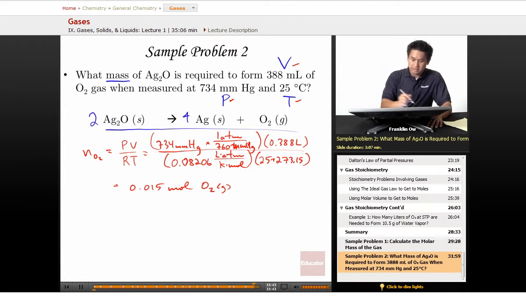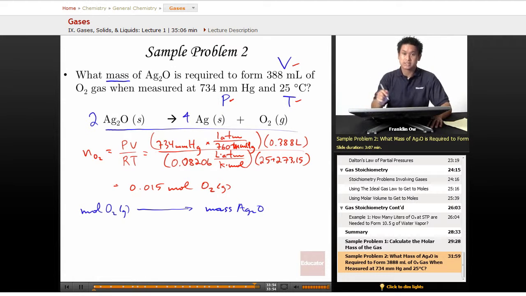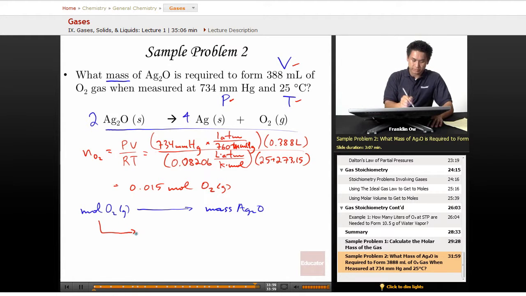All right. So we want to go from moles of O2, which is what we have, and somehow we want to go all the way to the mass of silver(I) oxide. Well, we know how to do that. This is really now just a matter of doing something we've already learned. So we're going to go from the moles of O2 to the moles of silver(I) oxide using the mole to mole ratio, and then on from there to the mass of silver(I) oxide using the molar mass. Okay, let's go ahead and finish this up.